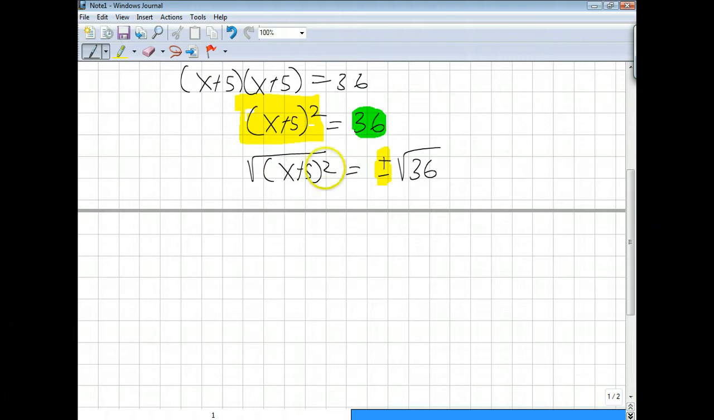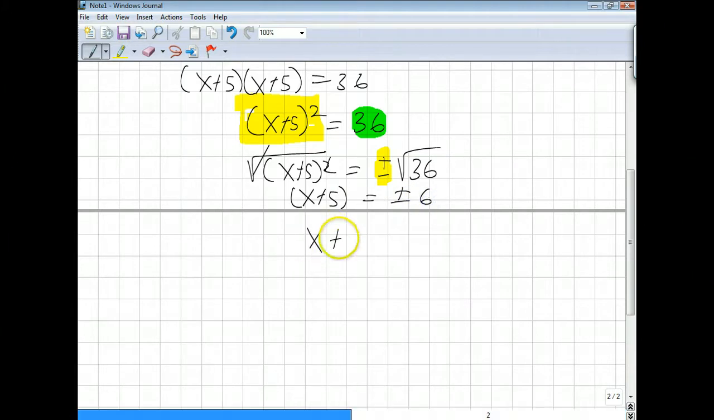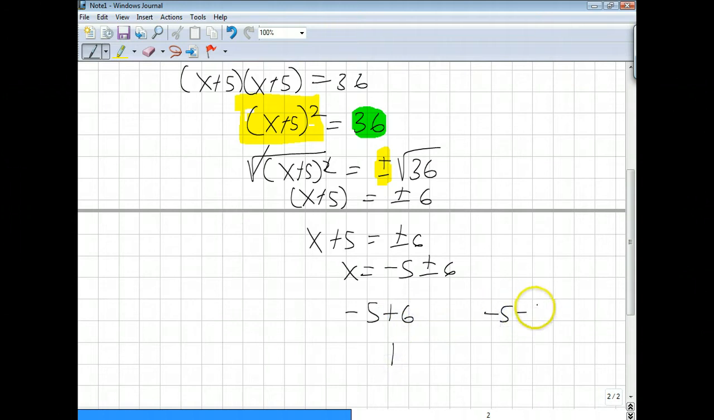The square cancels the square root, so we get x plus 5 equals plus or minus 6. So we get x equals negative 5 plus or minus 6. That's two different numbers. It's negative 5 plus 6, which gives us 1, and it's negative 5 minus 6, which gives us negative 11. So our two solutions are 1 and negative 11.